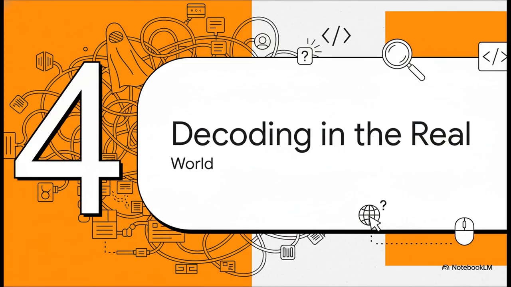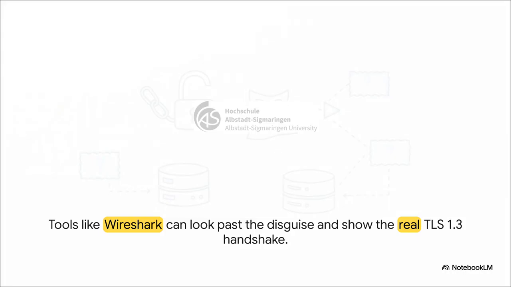So this is all a really cool piece of engineering. But why is understanding this disguise so important? Especially if you're, say, studying this for a class. Well, it all comes down to what happens when you try to actually analyze this stuff in the real world. This is exactly why a tool like Wireshark is so critical for network analysis.